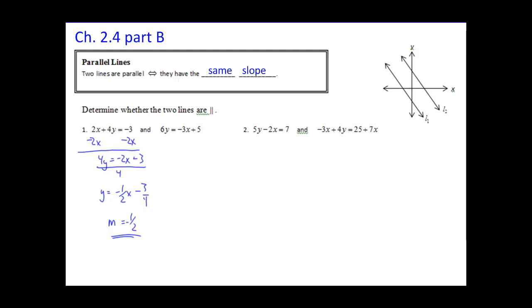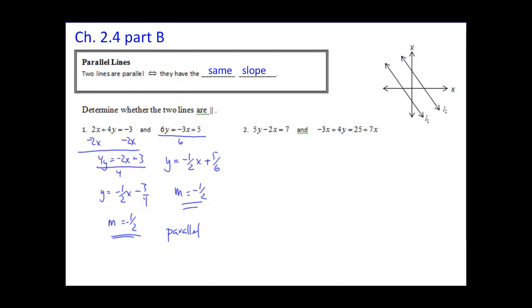So this one, y is already by itself except for the 6, so if we divide by 6, we get y equals negative 1/2 x plus 5/6. The y-intercepts are different, good. The slope here is also negative 1/2. So what we can say is these two lines are parallel.